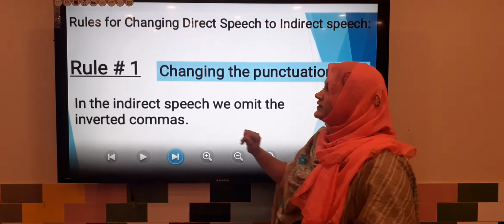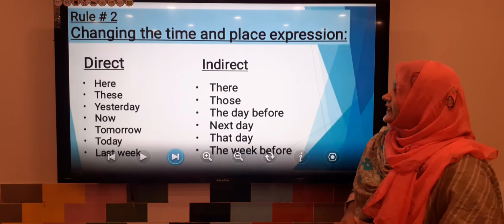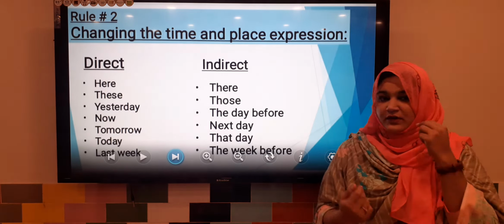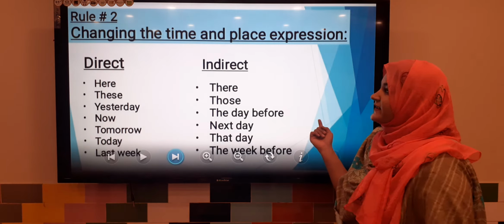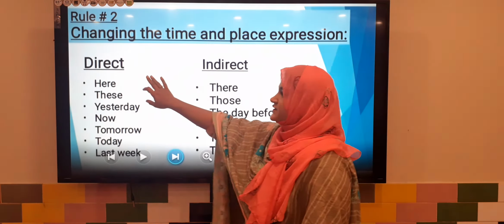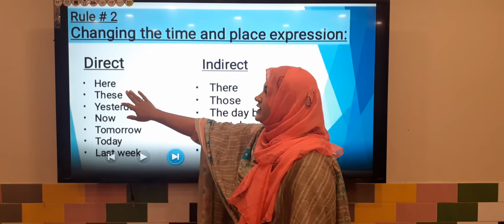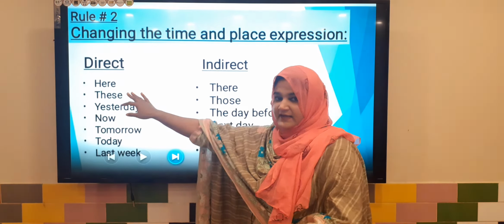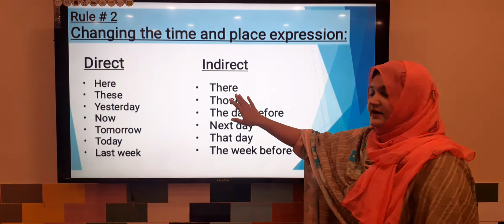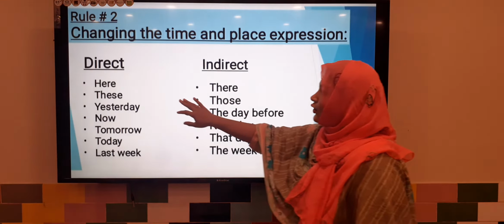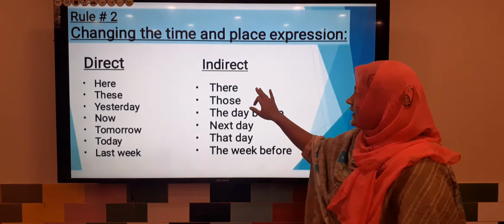Now come on rule number 2. Changing the time and place expression. If you are going to change into indirect speech, you will write there instead of here. These are all the replacements in indirect speech.